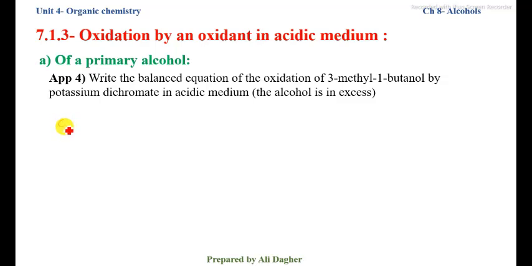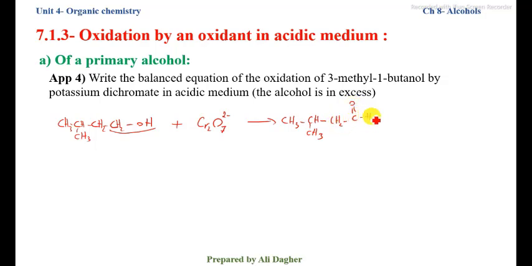butanol: 1, 2, 3, 4, 1-butanol, OH on carbon 1, methyl on carbon 3, CH3, then CH3, CH, CH2, CH2, plus dichromate Cr2O7 2-. The alcohol is transformed to aldehyde, only the functional carbon is transformed to a carbonyl group. R remains the same, CH3, CH, CH3, CH2 remains the same, C double bond O H, the functional carbon transformed, and Cr2O7 2- gives Cr3+.